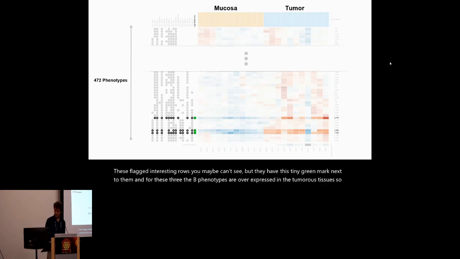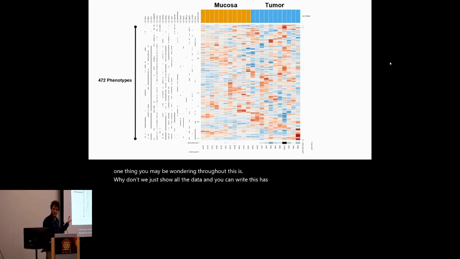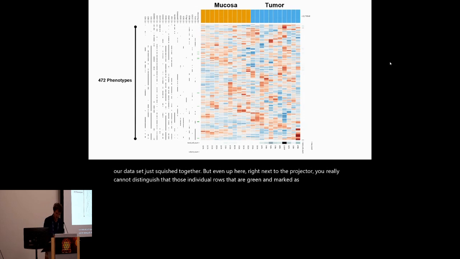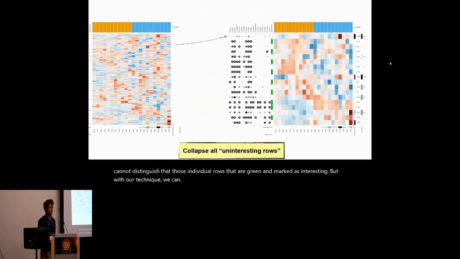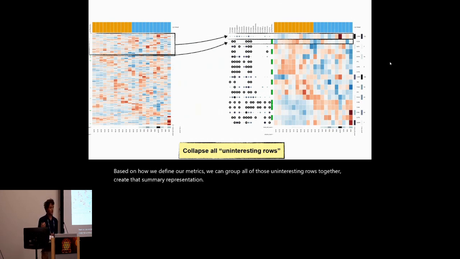So one thing you may be wondering throughout this is, why don't we just show all of the data? And you can, right? This has every single row of data in our data set just squished together. But even up here, right next to the projector, you really cannot distinguish those individual rows that are green and marked as interesting. But with our technique, based on how we define our metrics, we can group all of those uninteresting rows together, create that summary representation, and that leaves a lot more space to see these few rows that are flagged as interesting.